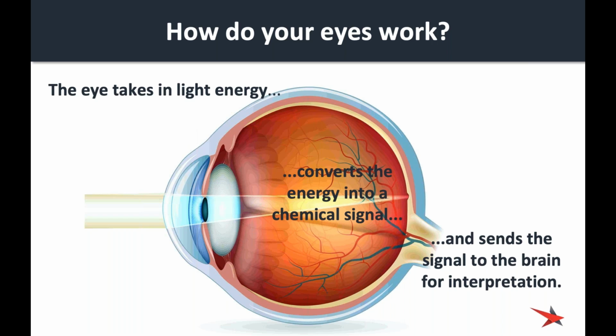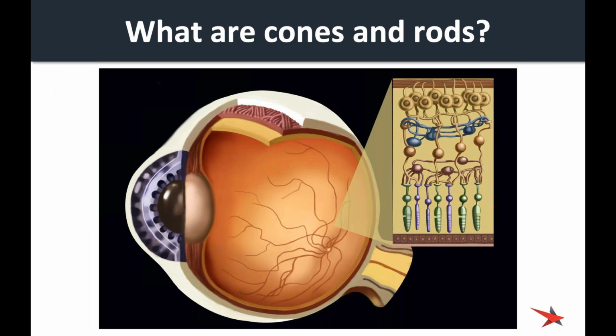This process is made possible by cones and rods that live within the retina. So off we go to the retina. What are cones and rods? The human eye has millions of individual photoreceptor cells called cones and rods, and they perform very specialized functions. Cones are the most numerous, with about 110 million for the average person.